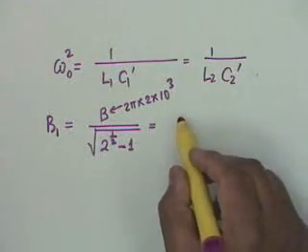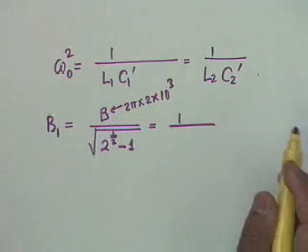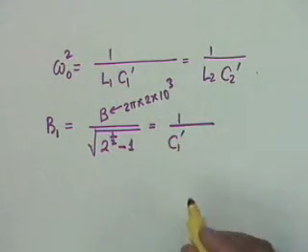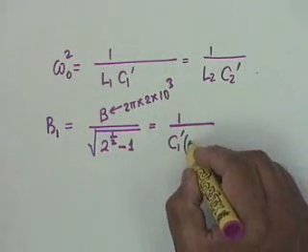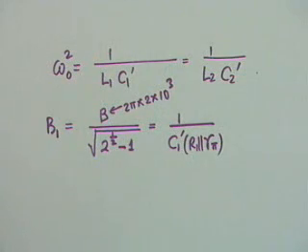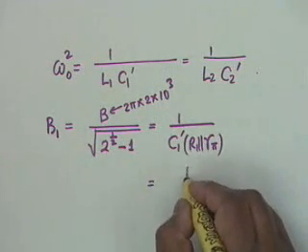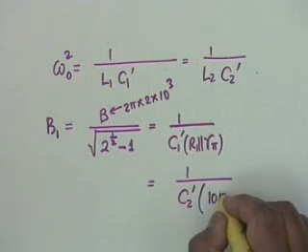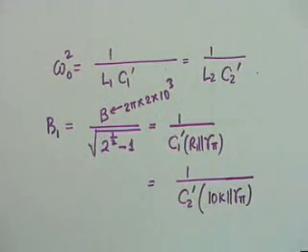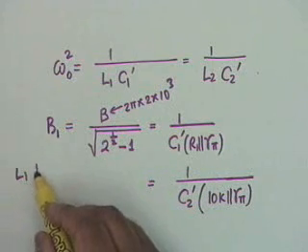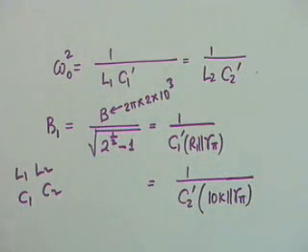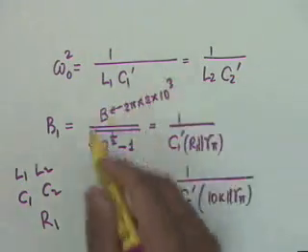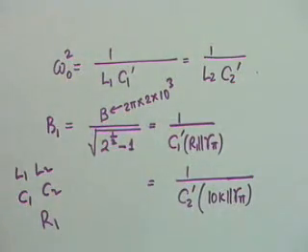This should be equal to 1 by C1 prime and the total resistance. Total resistance is R1 parallel R pi. It should also be equal to 1 by C2 prime multiplied by 10K parallel R pi. How many equations do you get here? 2. So you have 4 equations. What are the things you have to find out? L1, L2, C1, C2, what else? And R1. These are the 5 things you have to find out. So you have 4 equations, so one of them you can choose at your sweet will.